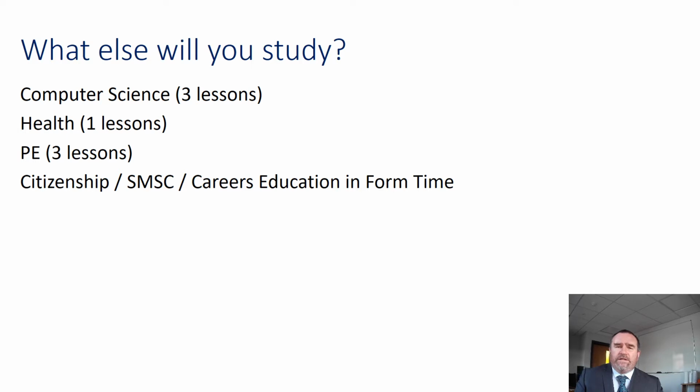There are some other subjects on your curriculum. You'll have 3 lessons of computer science, 1 lesson of health education, and 3 lessons of PE. Other parts of the curriculum will be delivered during form time. Citizenship, understanding what it is to live in the world alongside other people and to have that sense of how you should behave as a citizen. SMSC, social, moral, spiritual and cultural education, very important. No point being an educated person if you're not a good person, not a decent person. And careers education as well. And as you move up the school and start getting closer to the world of work, this will become ever more prominent. There'll be ever more of it in form time.